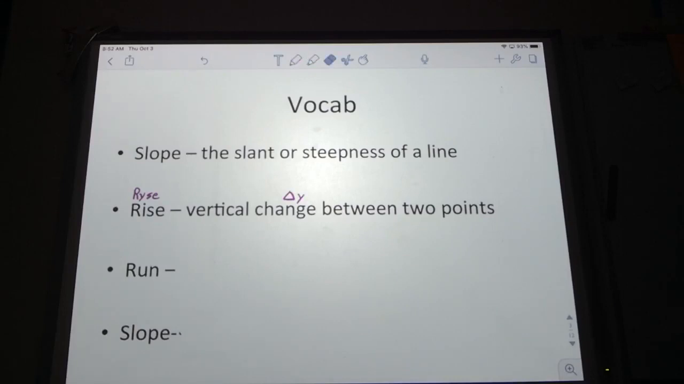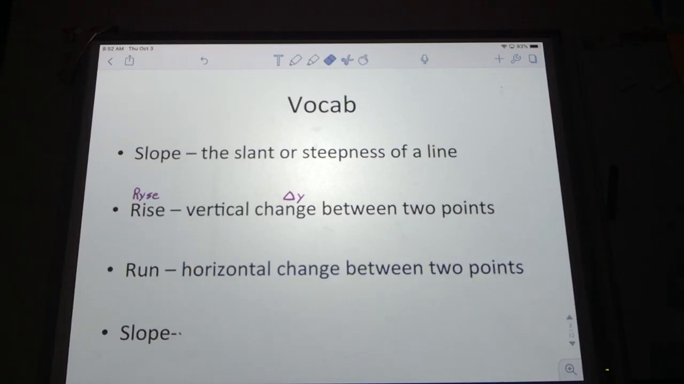Okay, so the run is the horizontal change between 2 points. Okay, horizontal change, which sometimes is written as change in x. Okay, and then I've got another one that's labeled as slope, just because that is actually slope-intercept form, and that is that form that we used all last class. So we should be well versed with it, but we'll keep moving with it.